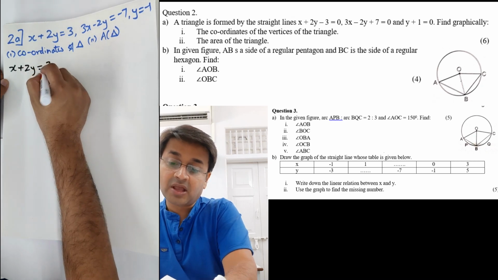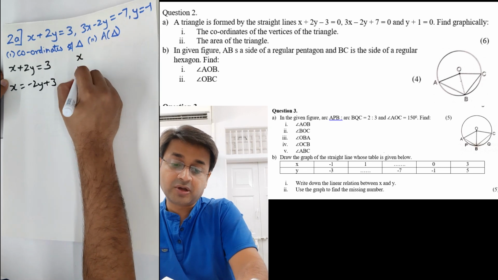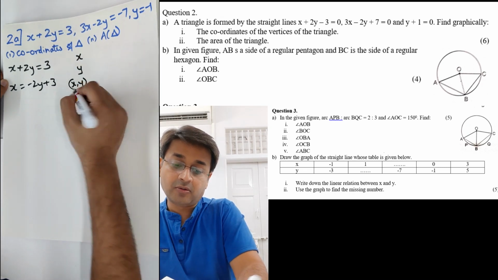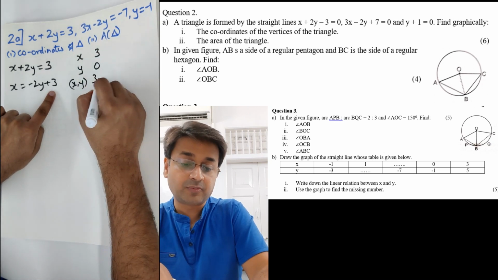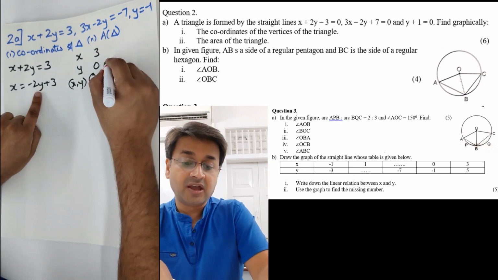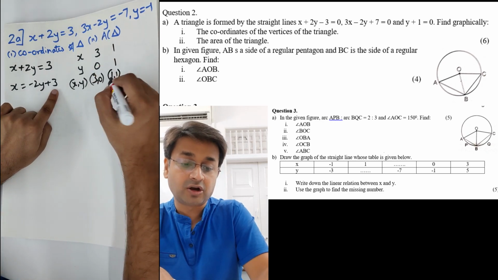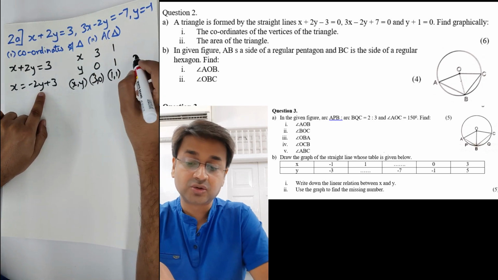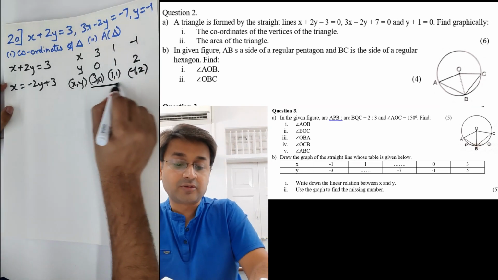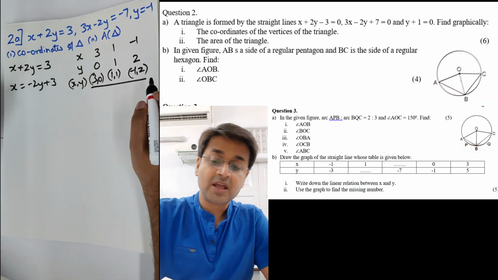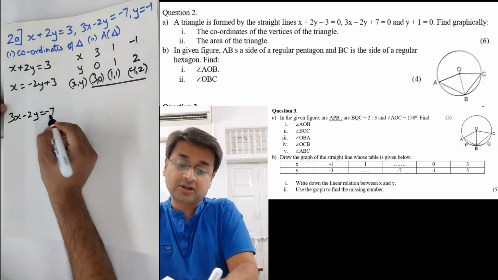First equation. Making x as the subject, so minus 2y plus 3. So x comma y. So my y is 0, let's say. x becomes 3, so the point becomes 3 comma 0. If I take y as 1, so minus 2 plus 3 will be 1, so 1 comma 1. If I take y as 2, so minus 4, so minus 1, so minus 1 comma 2. So I got my 3 points for the first line. Let's work out the second line as well, and then we will put all the points together on the graph.